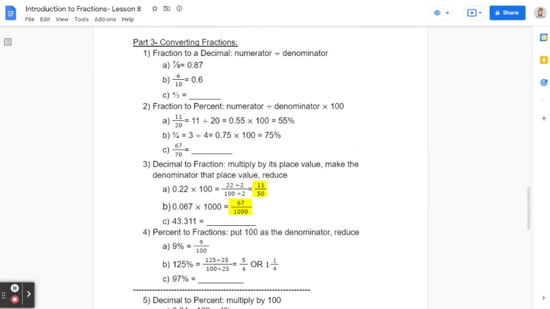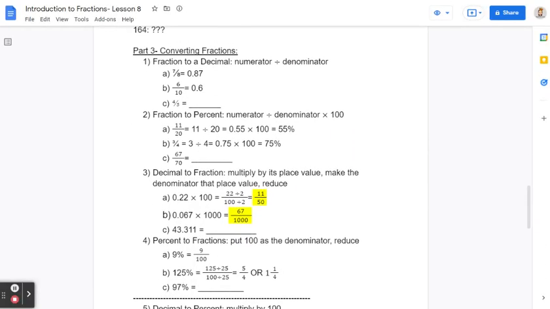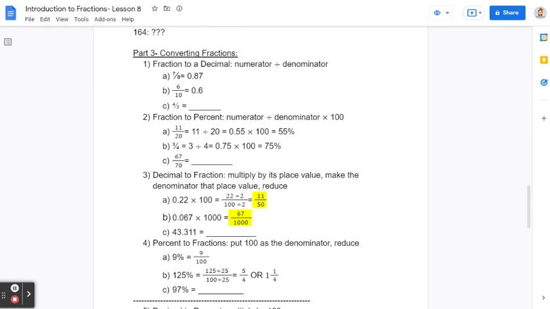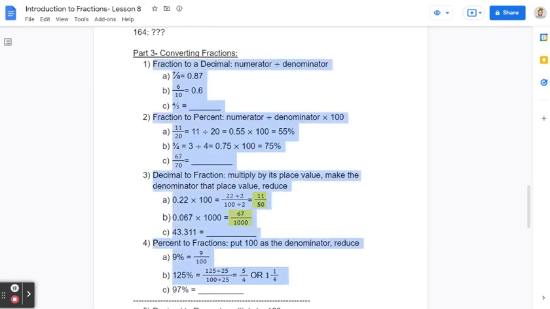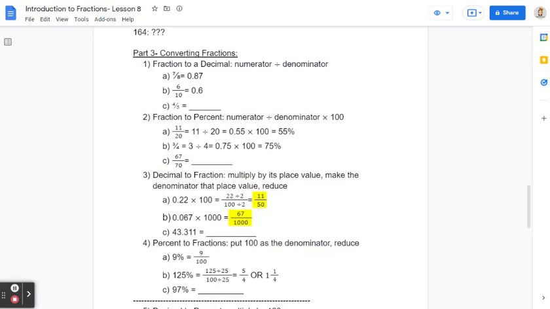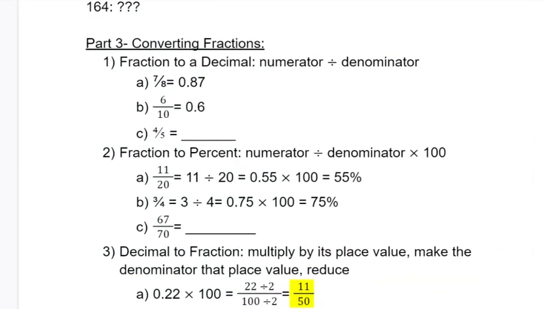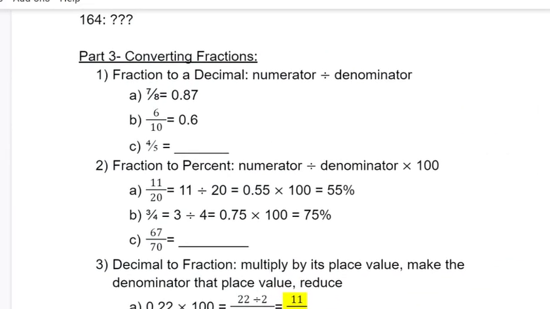Part 3 is converting fractions. So here with converting fractions, we have 4 kinds of examples. We're going to start off with fraction to a decimal. And I have some practice questions here as well. I did some examples, and you would have the opportunity to also practice if you wish to do so, and the answers will be in the description box.